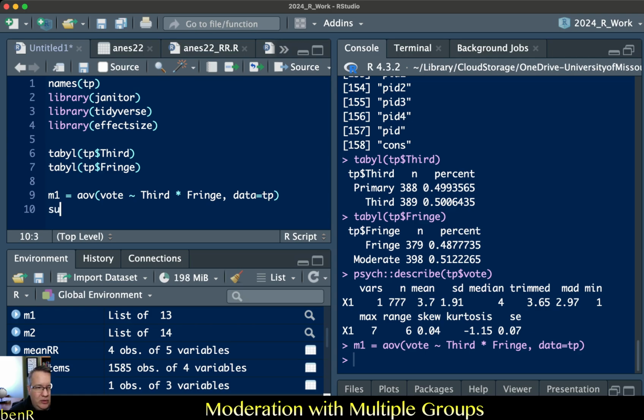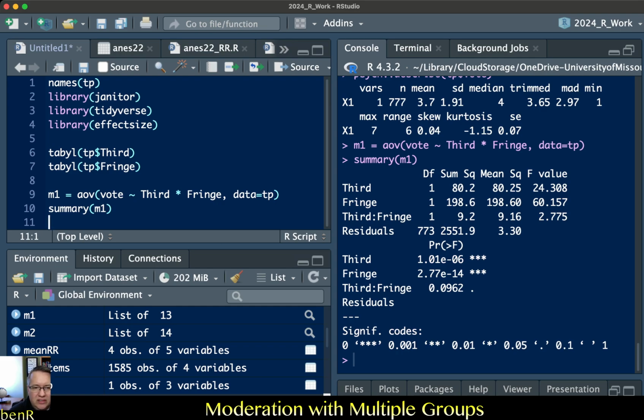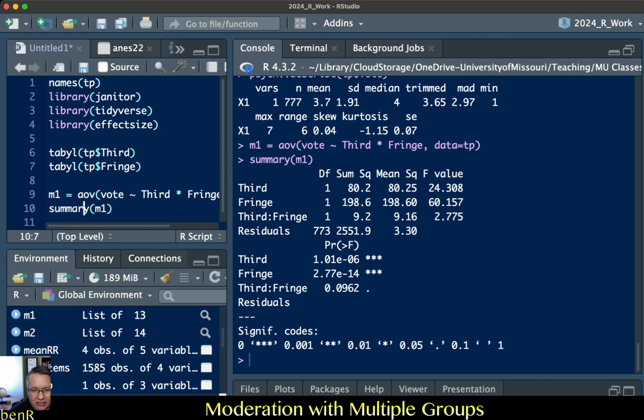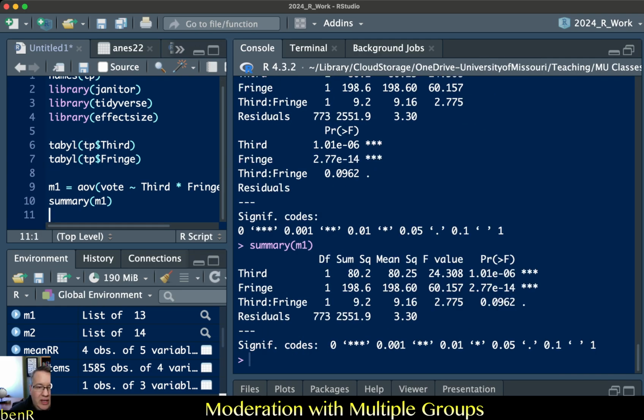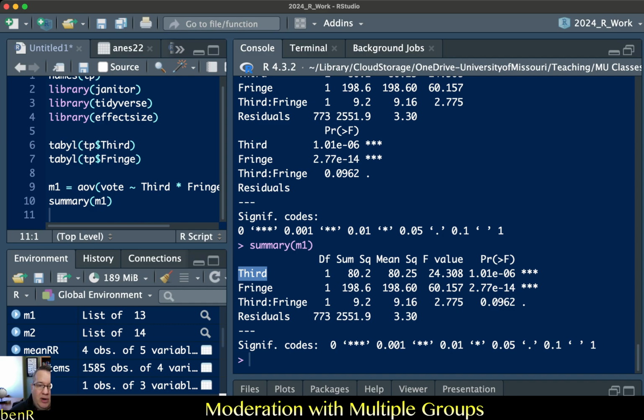Now if we get a summary of model 1, this will show us the results for all three questions. So the first question is, is there a difference between the third-party candidate and the same-party candidate? And the answer is yes.